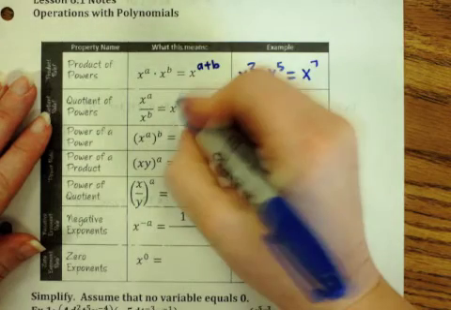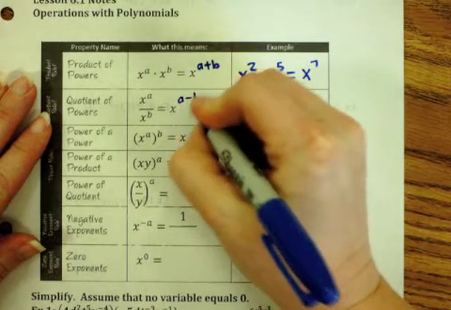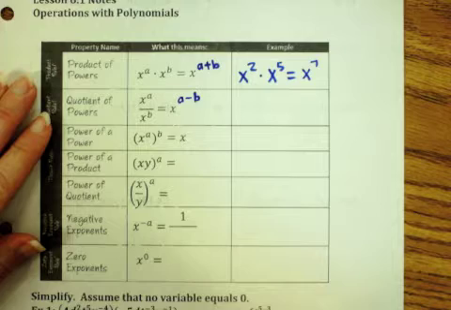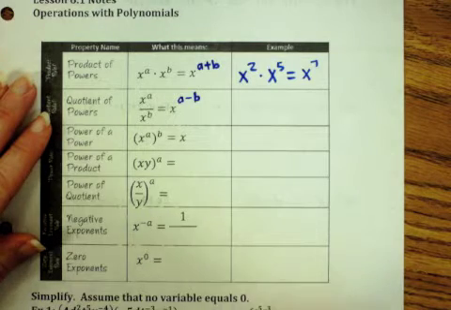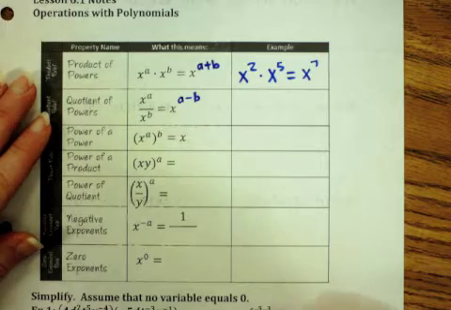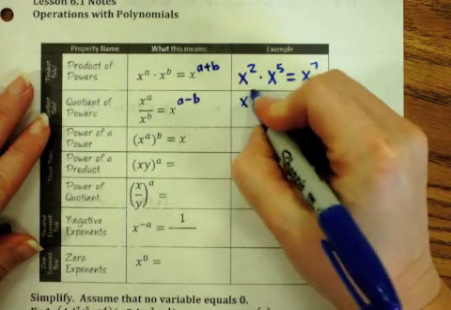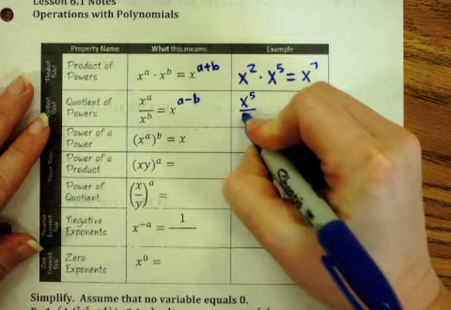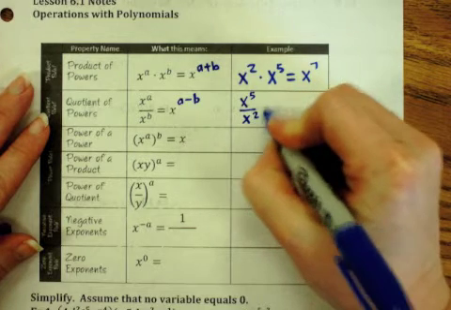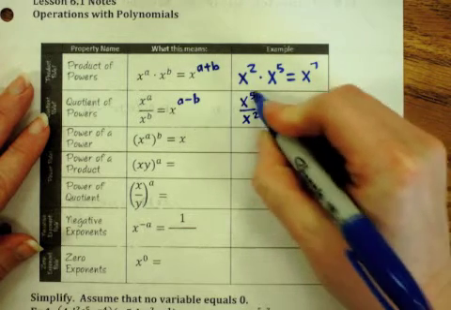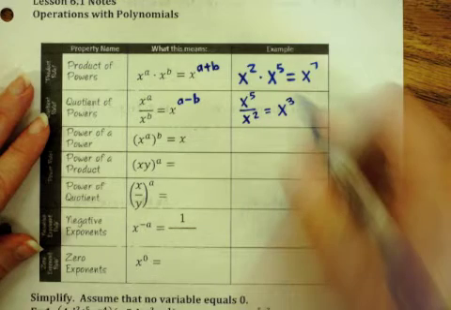When you divide, you subtract exponents. So that's going to be x to the a minus b power. Now I do this a little bit different, but it does follow the rules. So x to the 5 over x to the 2 would give me 5 minus 2 is 3.